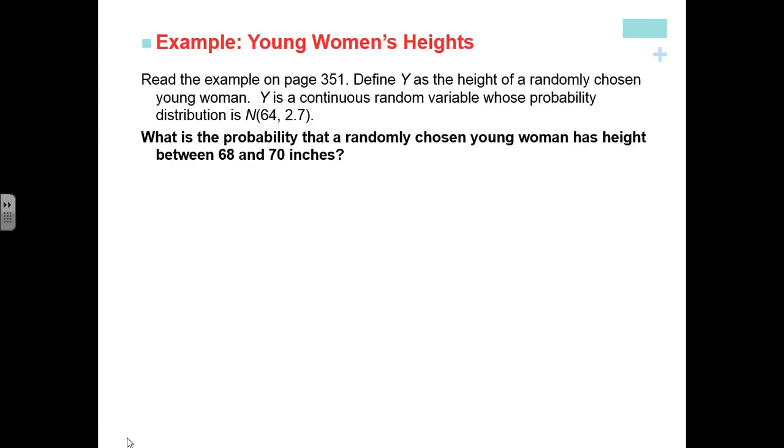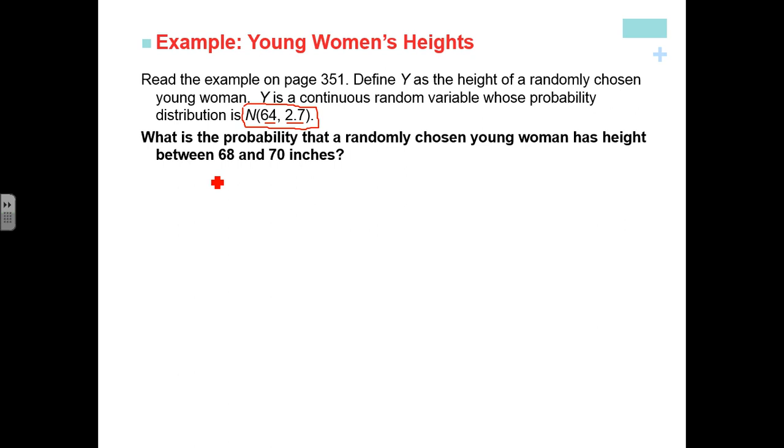So here's an example. This is the example from your book, page 351, about heights of young women. And notice we always start by defining the variable. Capital Y is the height of a randomly chosen young woman. Y is a continuous random variable whose probability distribution is, don't forget that normal notation, normally distributed with a mean of 64 and a standard deviation of 2.7. What is the probability that a randomly chosen young woman has a height between 68 and 70 inches?